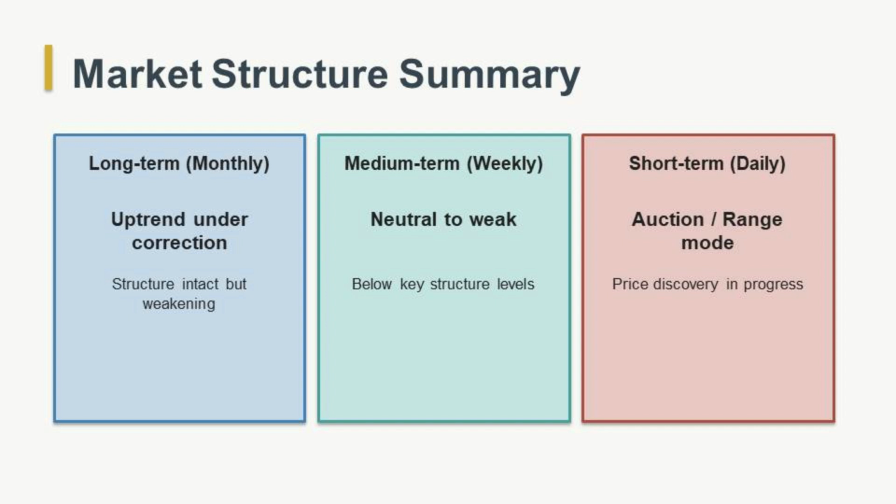Putting it all together, on the long term, the structure is an uptrend under correction. On the medium term, the structure is neutral to weak. And in the short term, the market is in an auction or range-bound state.